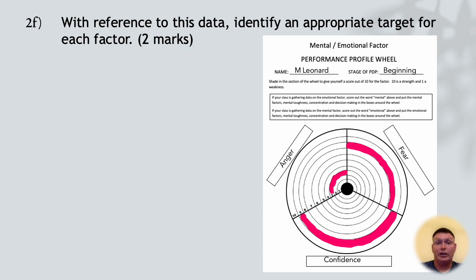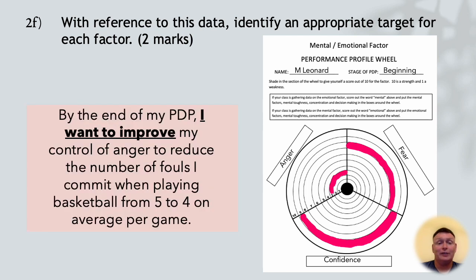And then the second example for this person is looking at their second factor. They're looking at the emotional factor here, and they've identified that anger is their weakness, and you can see that from their poor score in their performance profiling wheel. The target they've set here is, by the end of my PDP, I want to improve my control of anger to reduce the number of fouls I commit when playing basketball from 5 to 4 on average per game. So you see that phrase, I want to improve, again. This target is slightly different, so it's focused on an actual game outcome rather than just improving a test score, but it would still be a legitimate target to set for their personal development programme.